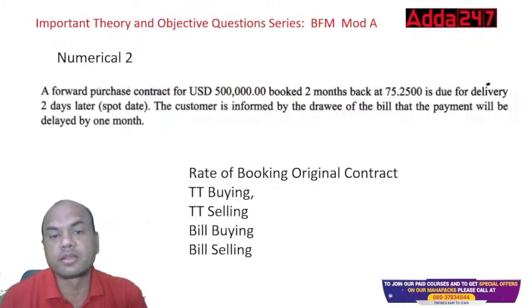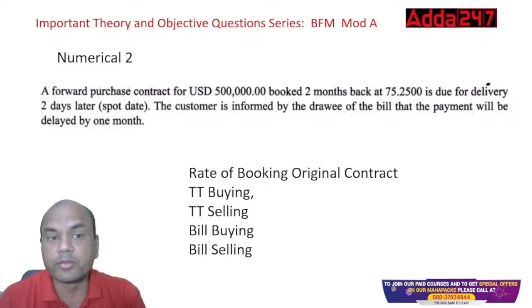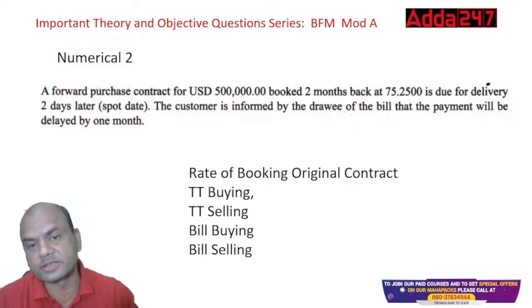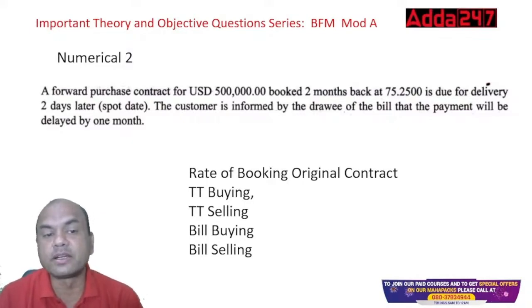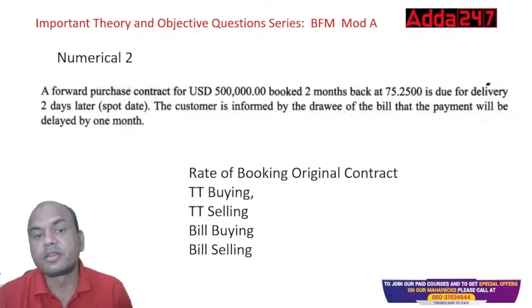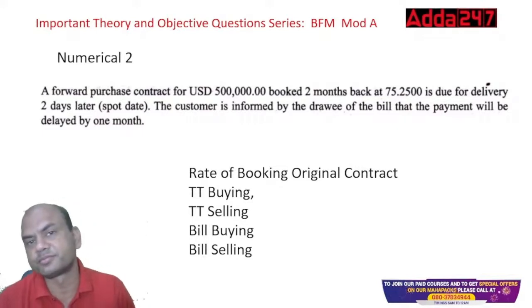Second numerical. Now this is not a simple one, a confusing one, but let's see how many of you can answer this. A forward purchase contract, USD 5 lakhs, booked 2 months back at 75.25, is due for delivery 2 days later. The customer is informed by the drawee of the bill that the payment will be delayed by 1 month. Now this much is your case study.